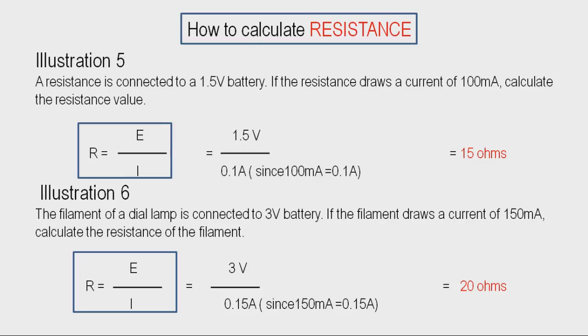Thus, we can easily calculate voltage, current and resistance from the two known given values. That is Ohm's Law.